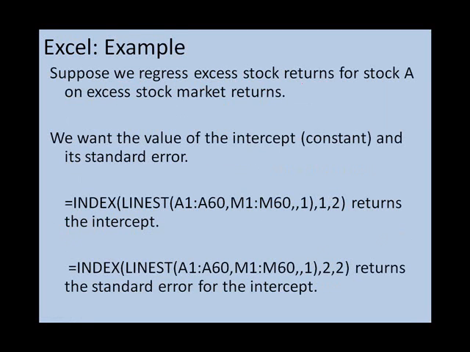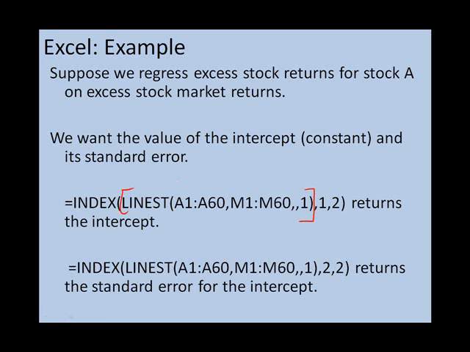Here's a simple example before we go to Excel. Suppose we regress excess stock returns for stock A on excess stock market returns. We want the value of the intercept and its standard error if we're going to test the CAPM. To calculate the value of the intercept, we're going to have to run our regression. To run the regression, we use our linest function.